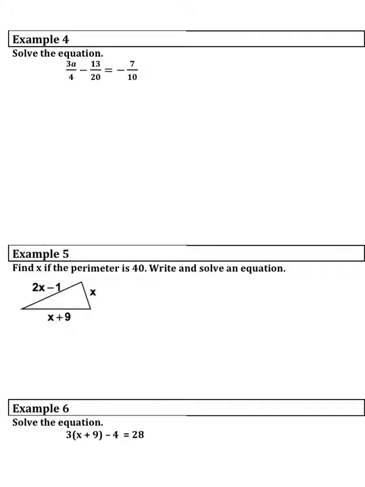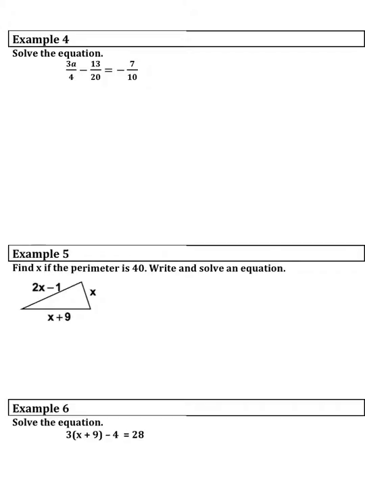Okay, so example 4 is definitely new for you. You could solve this equation with your current knowledge. You could just work with the fractions. If we look at this equation, you would want to add 13/20ths to both sides, and then you would want to multiply by the reciprocal 4/3 to get a by itself.